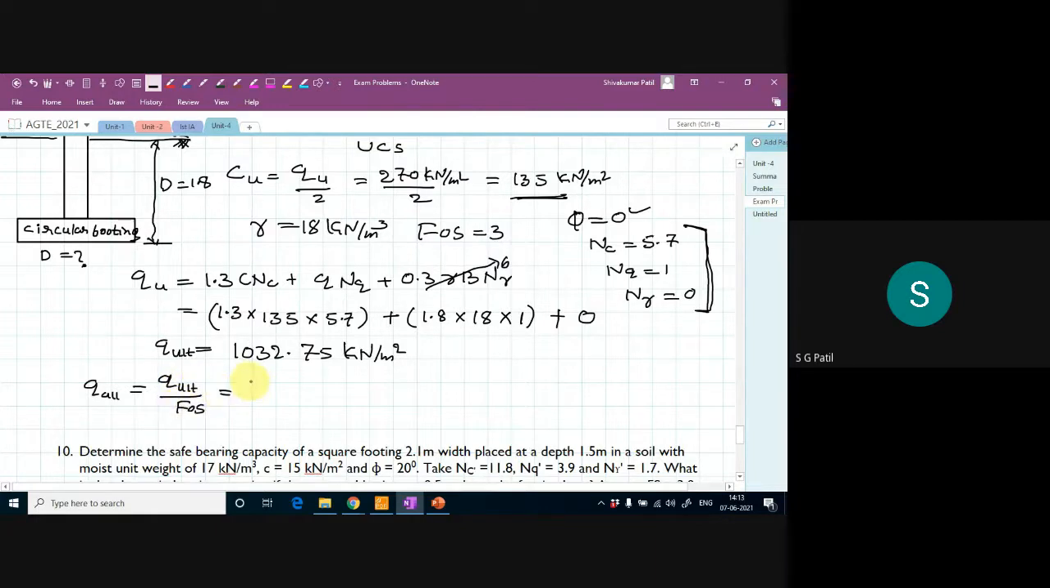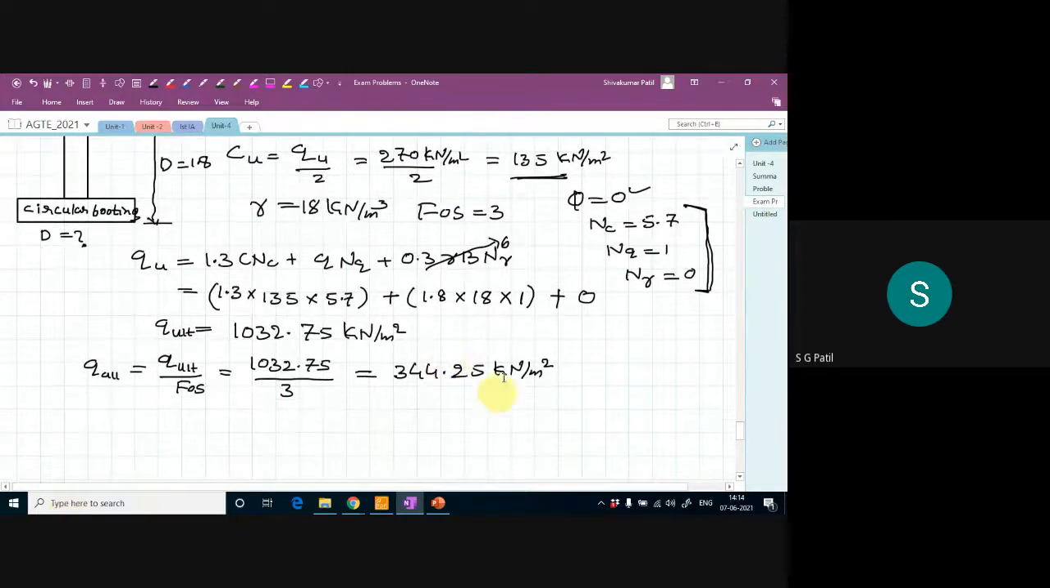Okay, so 1032.75. So factor of safety, how much they are telling? They are asking you to take 3. Okay, so what is the answer? So I think 344.25 kilonewton per meter square. Okay, they are asking you to find out the diameter. Okay, diameter of the footing. So how you will calculate?